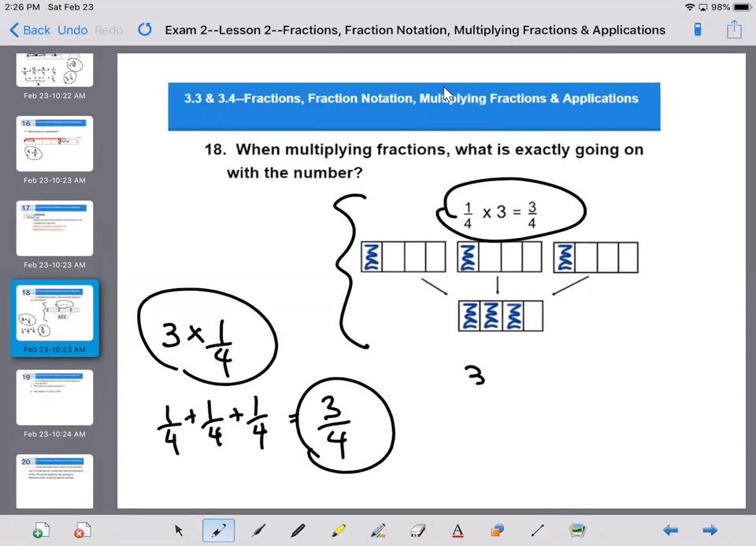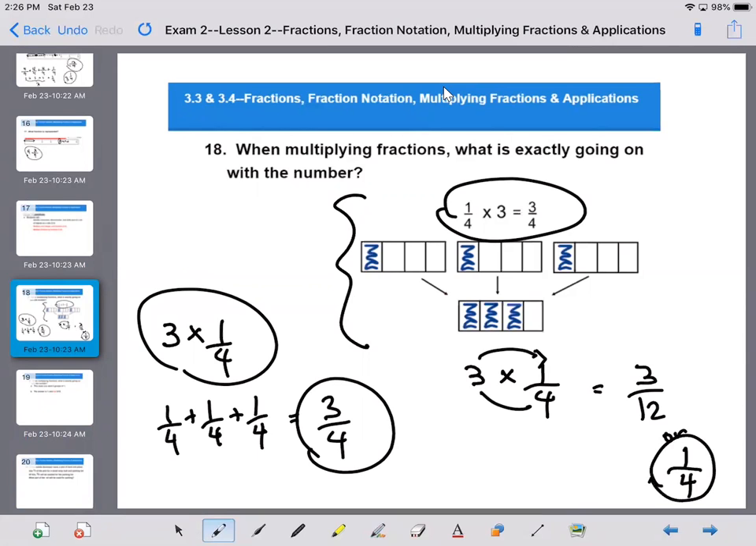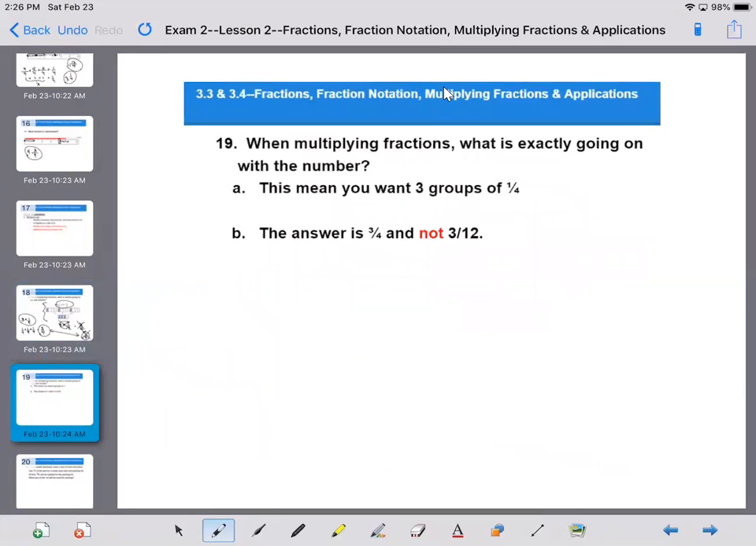The common error is for students to multiply the 3 by 1 and the 3 by 4. And notice that would give you 3/12 or 1/4. And that is a big difference here, which is incorrect. So when multiplying, you've got to think of what's going on.